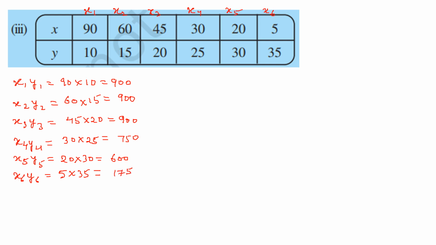So from here you can see the product of x and y is not the same in all the cases. Only in the first three cases it is coming as 900. In all the rest of the cases it is different. So from here I can say that they are not in inverse proportion. Clear?